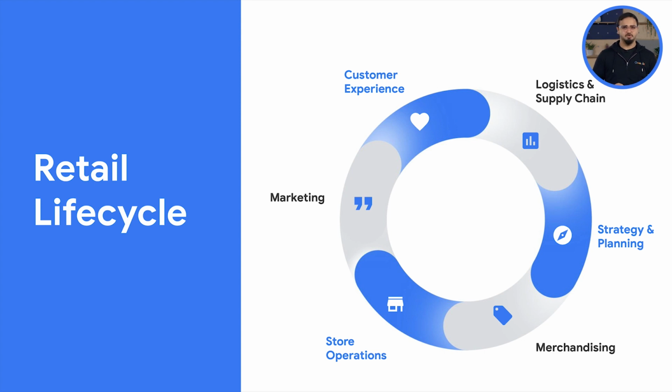So naturally, the first stage is logistics and supply chain, where the product is designed, manufactured, and delivered to the store. The stage presents challenges like inventory management, supplier management, and supply chain visibility. Next is strategy and planning, where retailers decide on their pricing, marketing, and distribution strategies. The challenges here include creating a competitive strategy, understanding market trends, and identifying the right target audience.